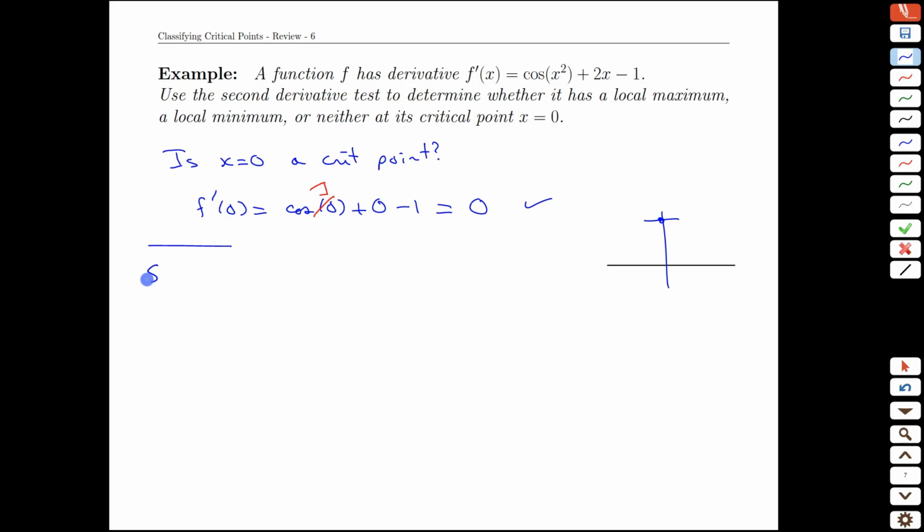For the second derivative test, we just need to calculate the second derivative as a function first. We need f double prime of x. And here we differentiate one more time. The derivative of cosine is negative sine of the same thing. The derivative of the inside here gives us two x's. Then the derivative of that is 2, and the derivative of negative 1 is just 0.